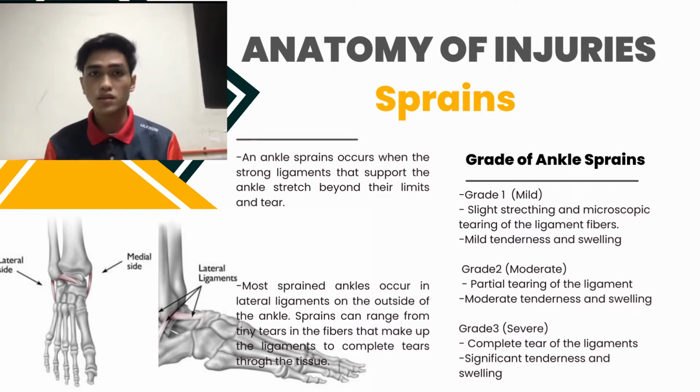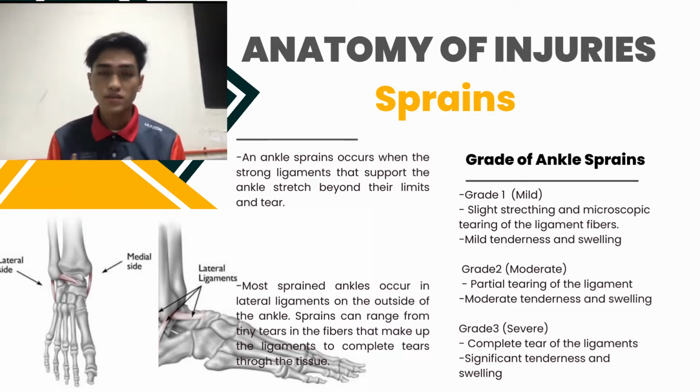So today I will explain about anatomy of ankle sprain and anatomy of tendons. For the first one, an ankle sprain occurs when the strong ligaments that support the ankle stretch beyond their limits and tear. Ankle sprains are a common injury that occur among people of all ages. They range from mild to severe, depending upon how much damage there is to the ligament.